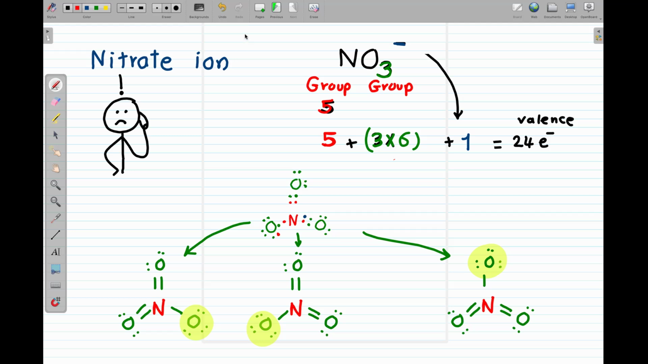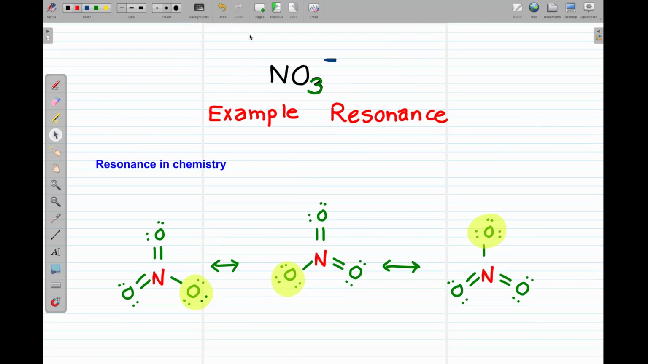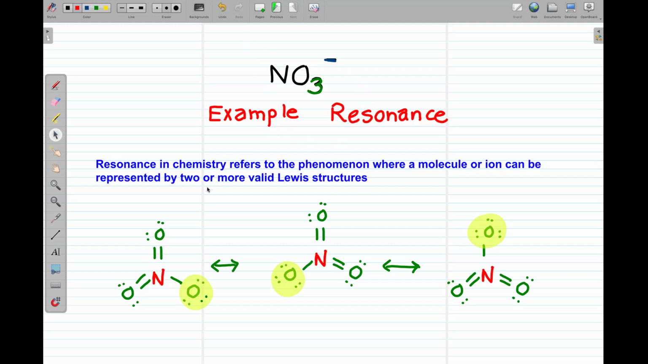So simply, resonance in chemistry refers to the phenomenon where a molecule or an ion can be represented by two or more valid Lewis structures. We call these structures resonance forms. These resonance forms only differ in the arrangement of electrons. It's good that you understand now, but still we have one more very tiny question to ask.